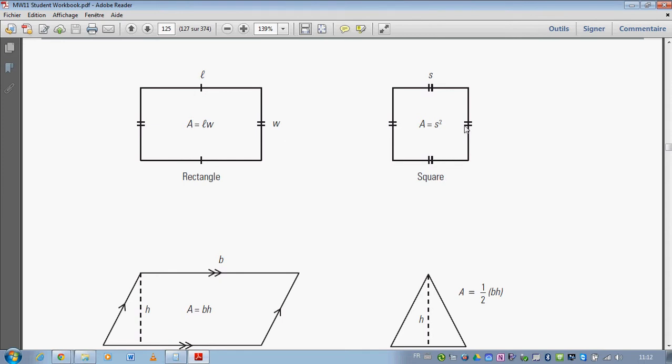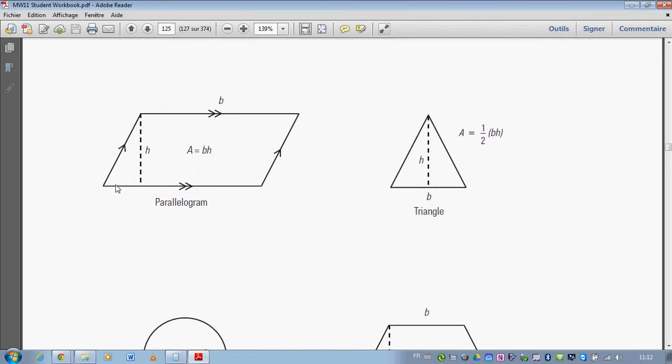A square has all of its sides equal, so to figure out the area of a square, you just need to take one side and multiply it by the other side. But since these are the same sides, s times s would just become s squared. That's why the area of a square is known as s squared, because it's just the same side multiplied by itself, and that therefore is just that side squared.